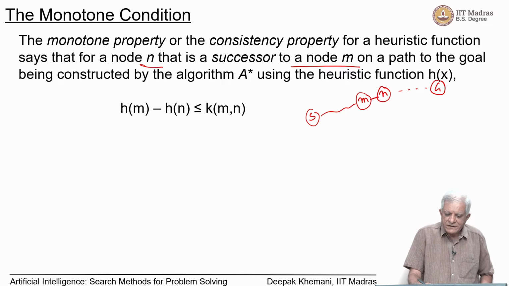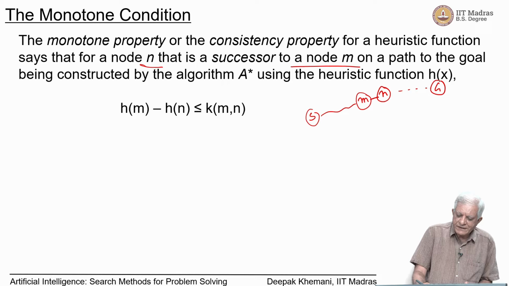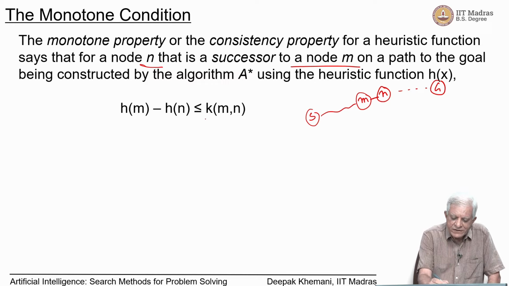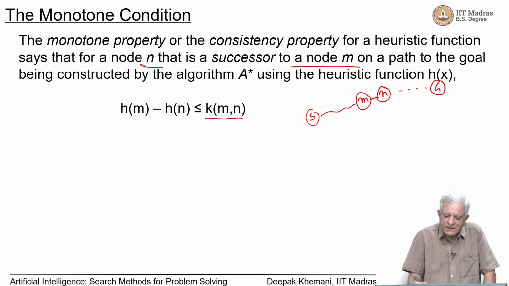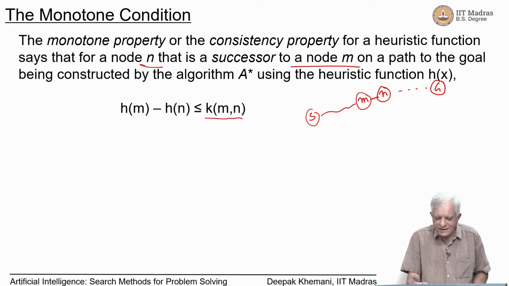So, the difference between the heuristic values h of m minus h of n is less than or equal to the cost of that edge mn. So, this is the cost of that edge connecting m to n. If this condition is satisfied, then we say that the monotone condition or monotone property holds essentially.